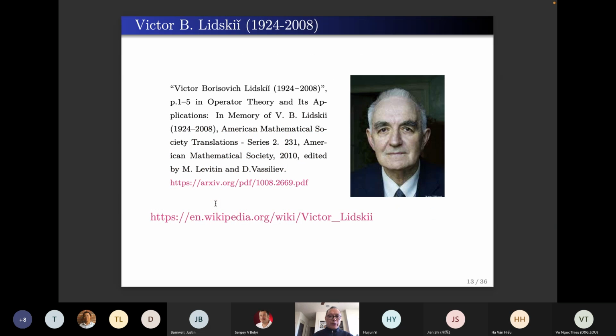This is a picture of Lidskii. He passed away more than 10 years ago. A famous guy in operator theory. All right.